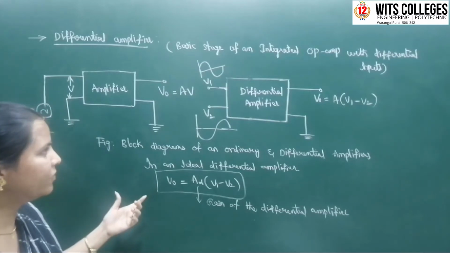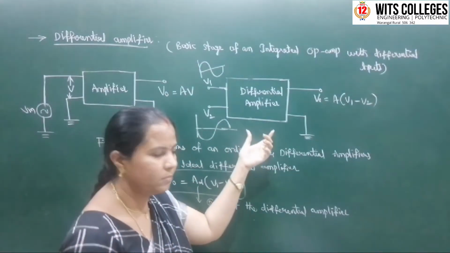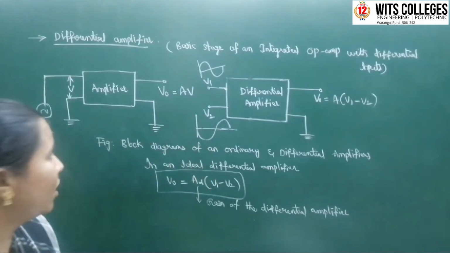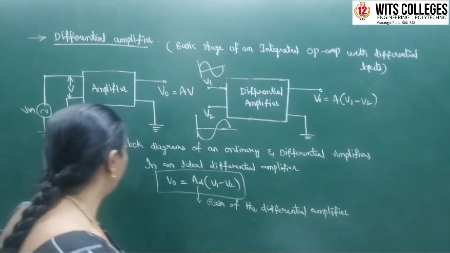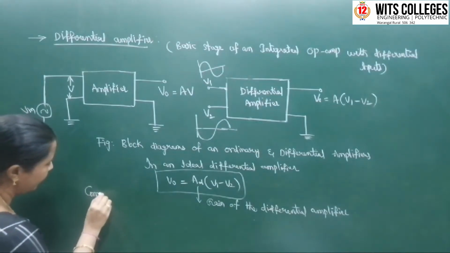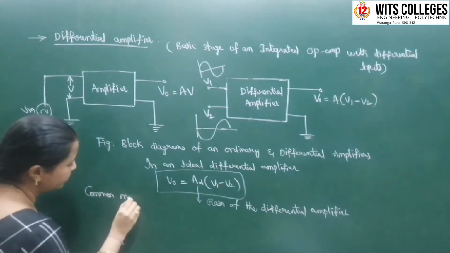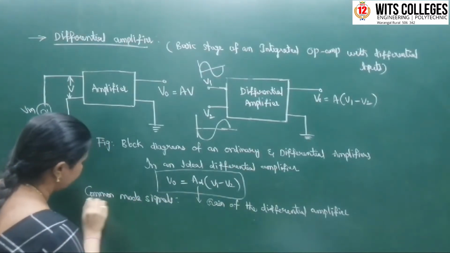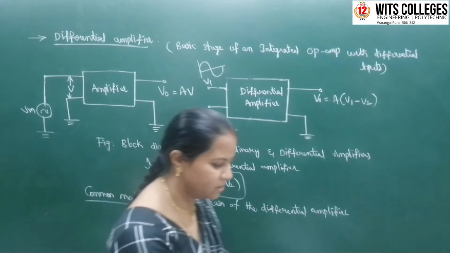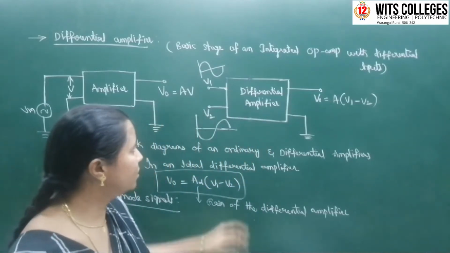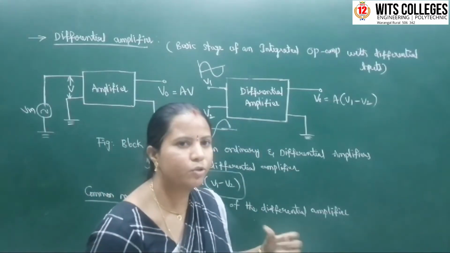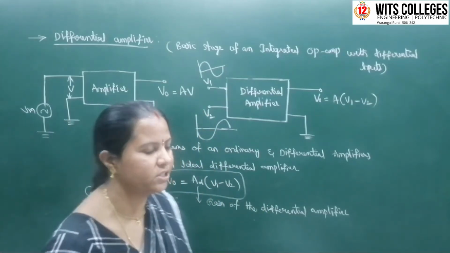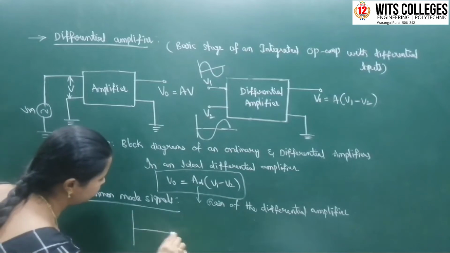What is a differential amplifier? What is the block diagram? What is the output voltage of a differential amplifier? Coming to the common mode signals and differential mode signals: common mode signals means that we are giving two input signals to the differential amplifier, and these two input signals are in phase with each other. So these are the common mode signals.